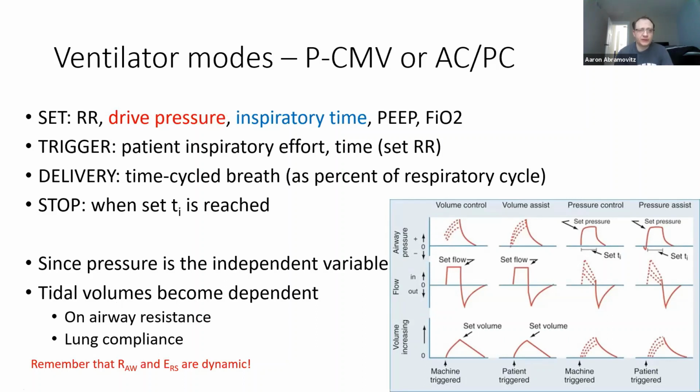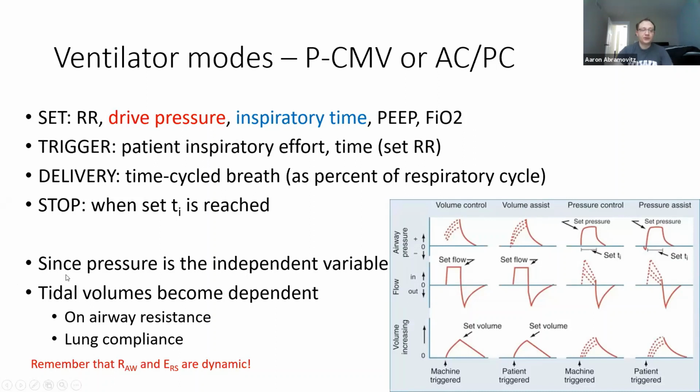Pressure control mode differs from volume control in the sense that pressure here becomes the independent variable. So what we're setting is a drive pressure and an inspiratory time. So the ventilator is going to give a consistent amount of positive pressure over the set time, and this can either be set in seconds or as an inspiratory to expiratory ratio. Trigger is the same. The delivery is actually a time cycled breath rather than a volume cycled breath, and the delivery of the breath is stopped when the inspiratory time is reached.